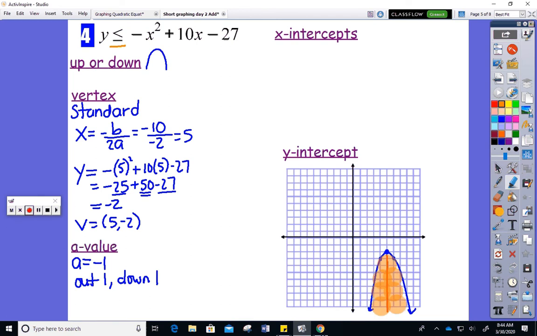I think that my highlighting tool's a little too thick there. I might calm that down a little bit. But anyway, there's my graph.